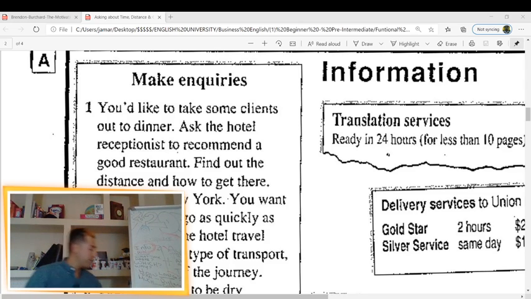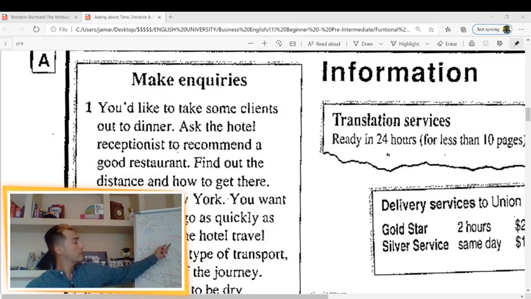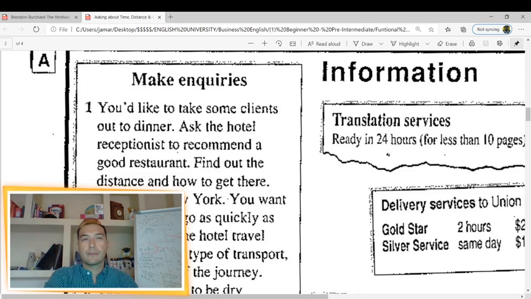Okay, now in your PDF, let's make some questions, some inquiries. We're going to make some questions about distance, cost, and time. Can you go to page 2, please? Part A, make inquiries. Do you see that? Which page? Page 2. Mm-hmm. Part A, make inquiries. You got it?